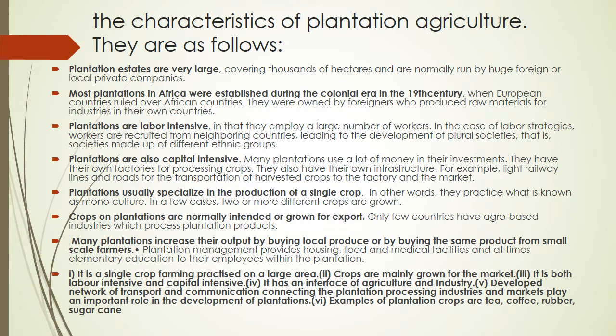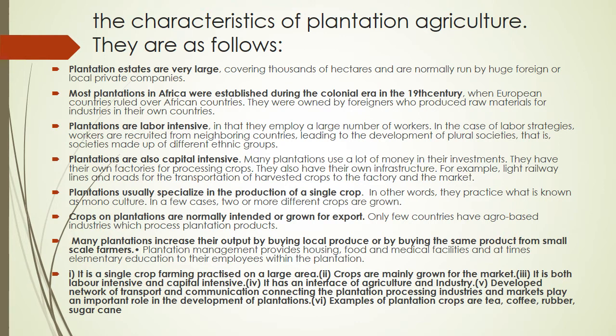Many plantations use a lot of money in their investment. They have their own factories for producing crops. They also have their own infrastructure, for example, light railway lines and roads for transportation of harvested crops to the factory and the market. Whenever you do plantation type of agriculture, it is basically done for commercial purposes. Because of that, a lot of investment of money is done here.